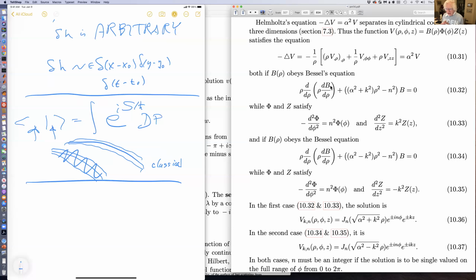So that's why the principle of least action, and why stationary actions give you classical physics. Okay, so that's I think all I should say about that.